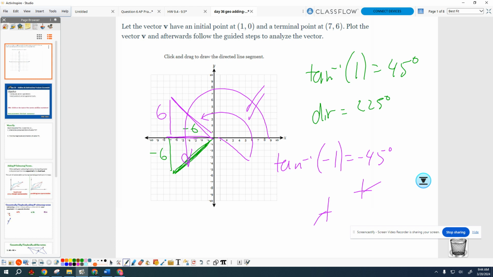Be able to put it in standard position, find the magnitude, find the direction, and maybe do a few of the other things like scale and multiply or add things.